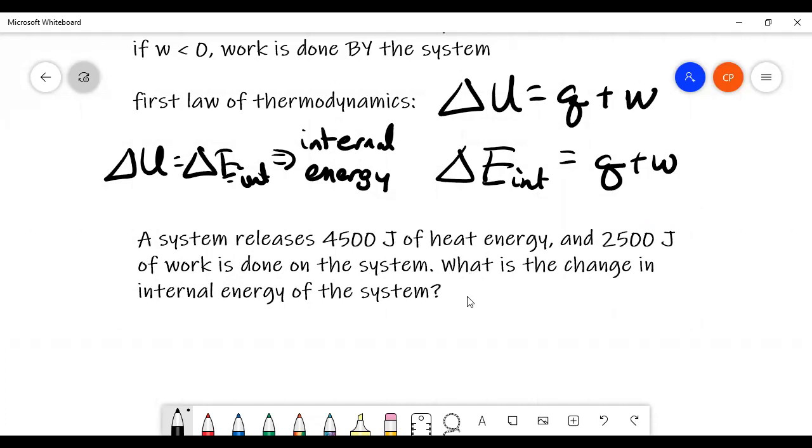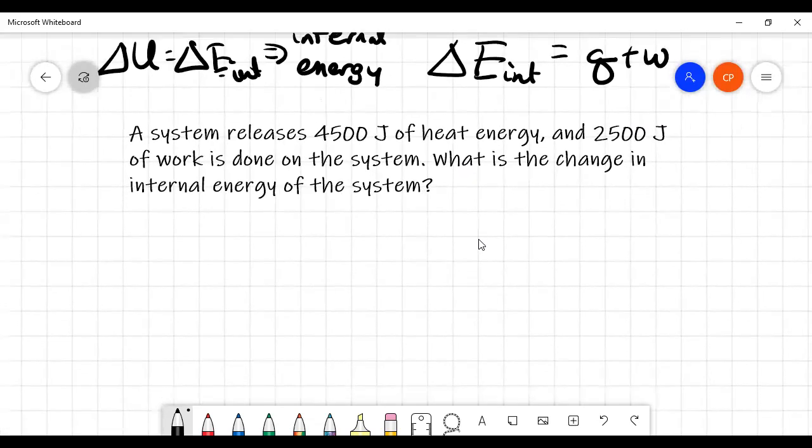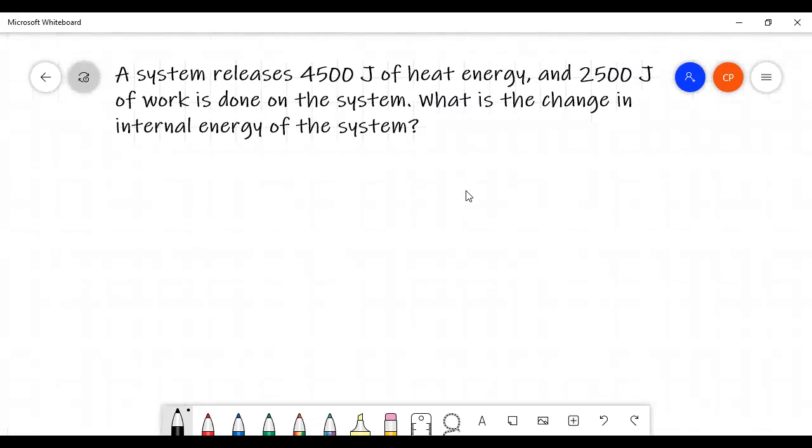A system releases 4,500 joules of heat energy and 2,500 joules of work is done on the system. What's the change in internal energy of the system? You'll see problems turn up like this in the homework, and the cue for the problem is it's an interpretation problem. The phrases that are involved in the problem are the phrases that you need to be able to recognize to actually describe what is happening to the system.